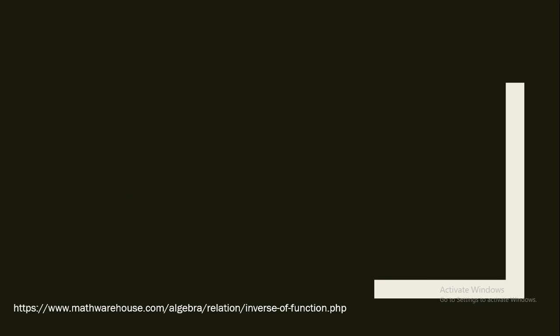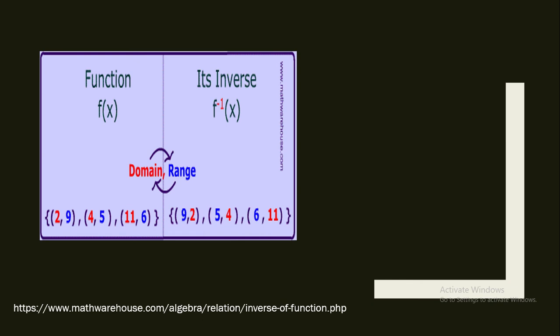So, let's go to domain and range. Sa domain and range, guys, easy lang. So, ito yung function of f of x. Ito yung inverse. Ito yung given. 2, 9, 4, 5, 11, 16. Paano yan? Kapag inverse niya, palitin mo yung position ng pair mo. Pagpalitin mo yung x and y, magiging 9 and 2, 5 and 4, 6 and 11.